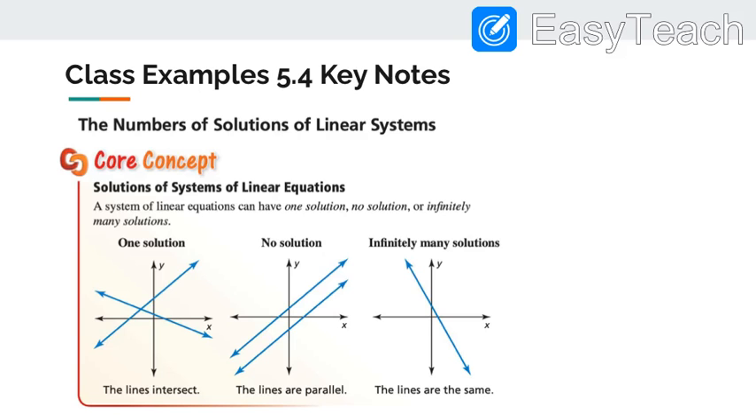Alright, some key things here. I would write down the examples of all this. So like write down one solution, give it a quick example of what it looks like. Notice how there's only one spot the lines touch. No solution means that the lines never touch, and infinitely many means the lines are the same. So make sure you guys write these down in your notes.